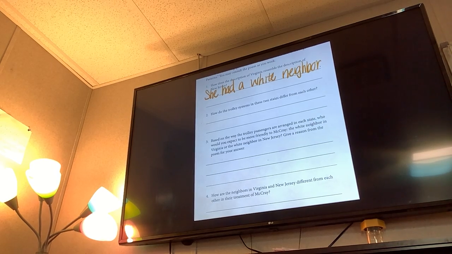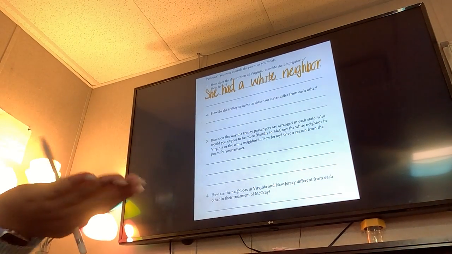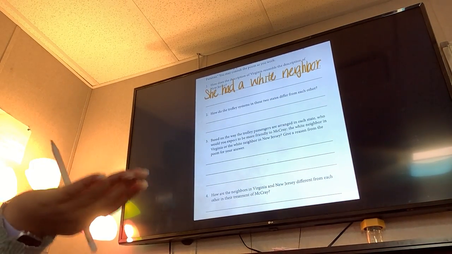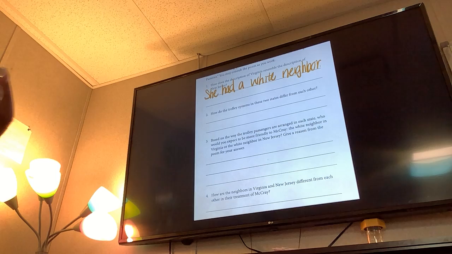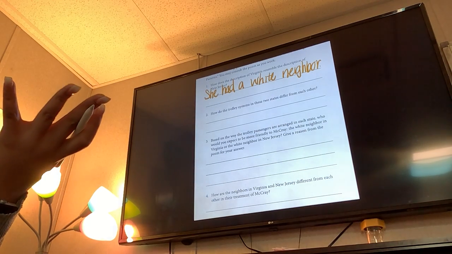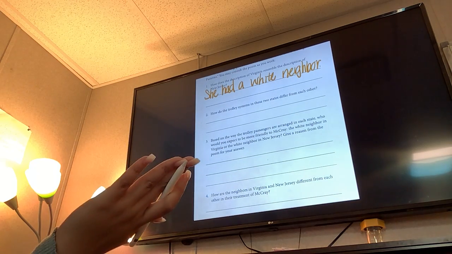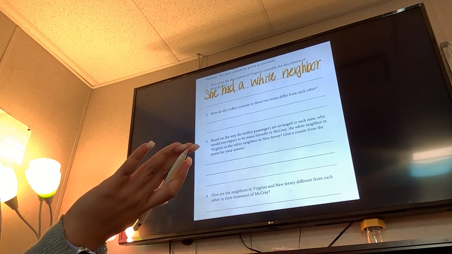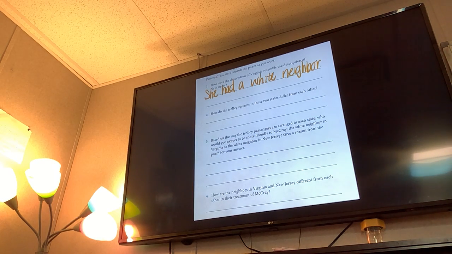Hold on, Josh. I just told you. What could she do in one state? She could ride the trolley. What could she do in the other state? She couldn't ride the trolley. So number 2 says, how was the trolley system in the two states different? She could ride it in one state, Virginia. She couldn't in the other state.